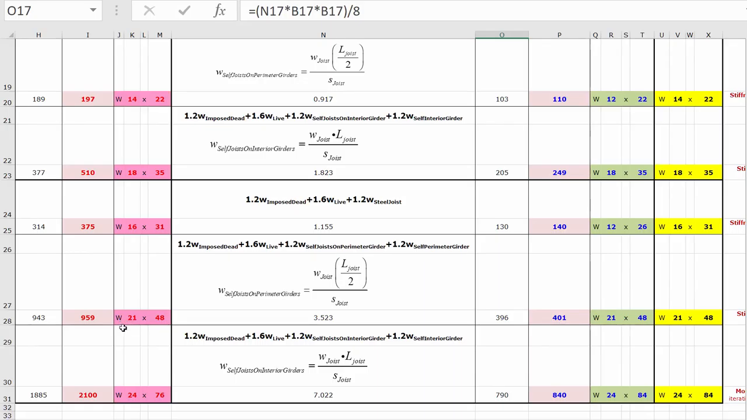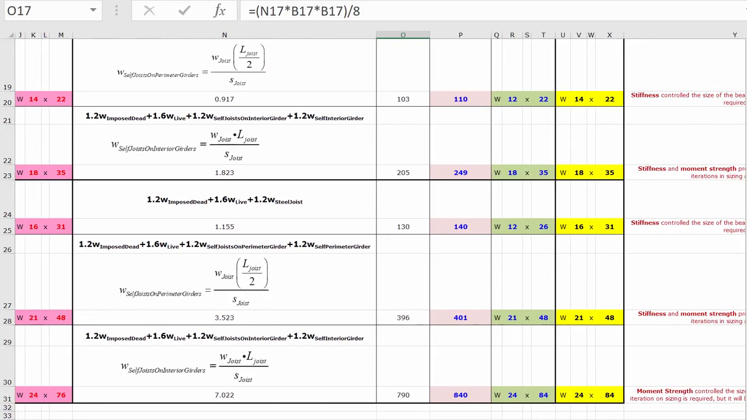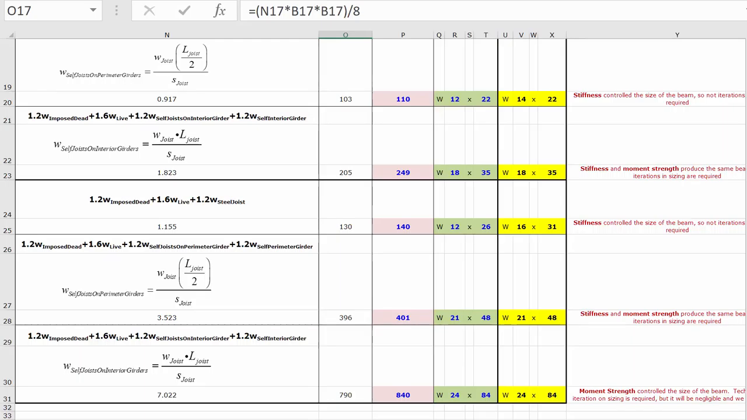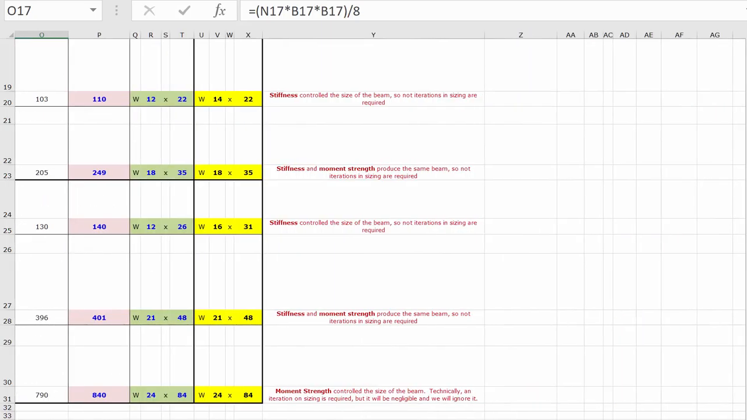And finally, for the interior girder for the floor, we needed a W24 by 76 for stiffness, a W24 by 84 for strength. So we put a W24 by 84 here. Now, we end up with an interesting problem here because we got a certain sizing here for stiffness, but now, and we use that weight.